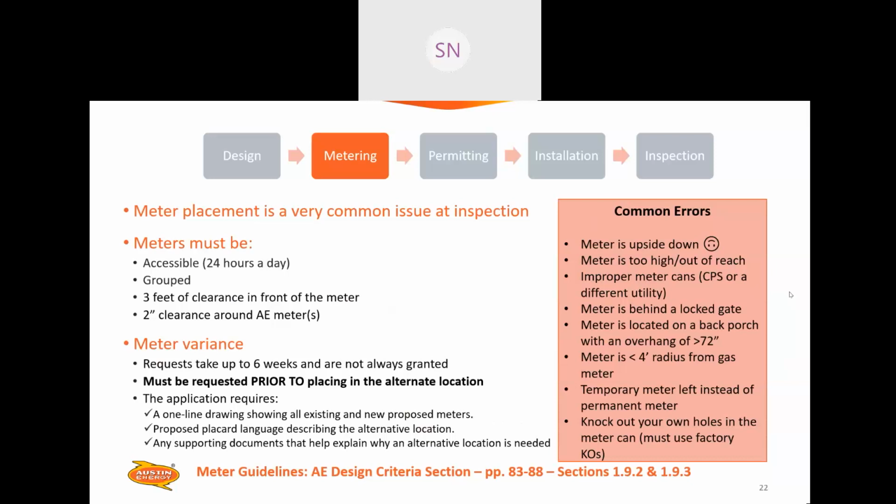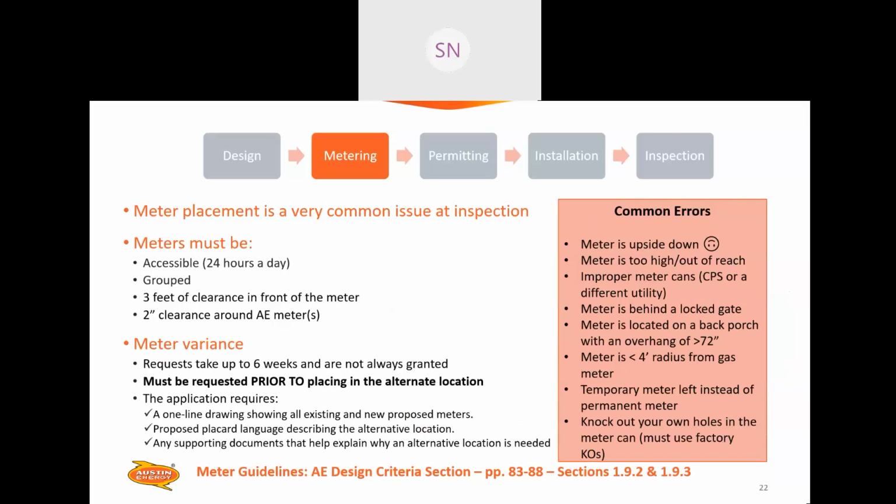Okay, excellent. All right, metering. Why are we even talking about metering? Basically, meter placement is probably the most common issue at inspection. As Joe noted earlier, meters must be accessible 24 hours a day, meaning they cannot be behind a locked gate or with a very vicious guard dog. They must be grouped. There must be 3 feet of clearance in front of the meter, and there must be 2 inches of clearance around the AE meter cans.